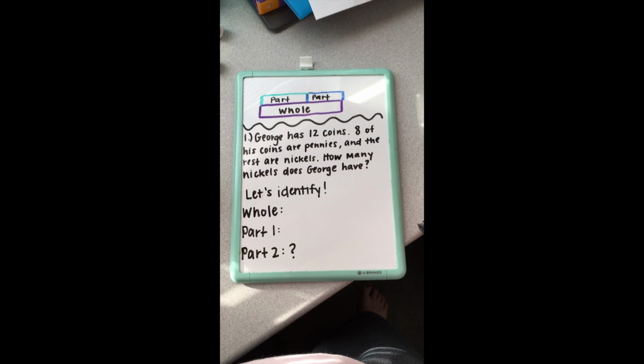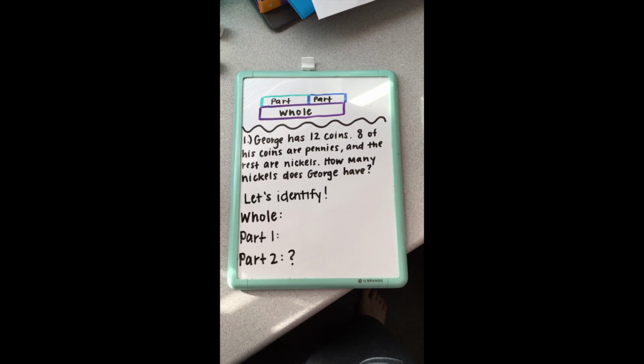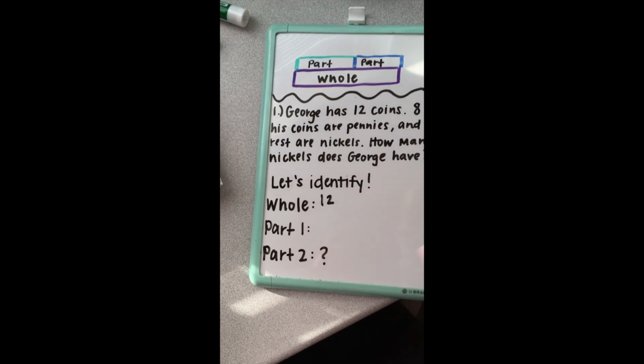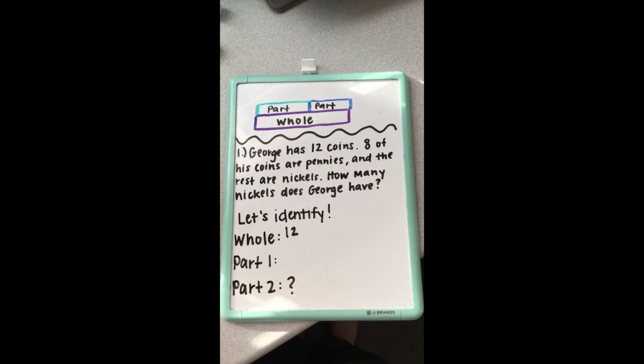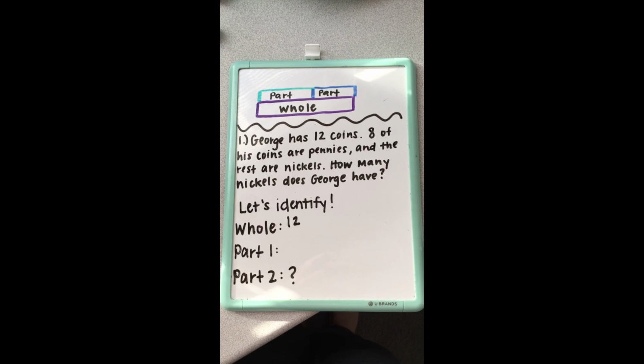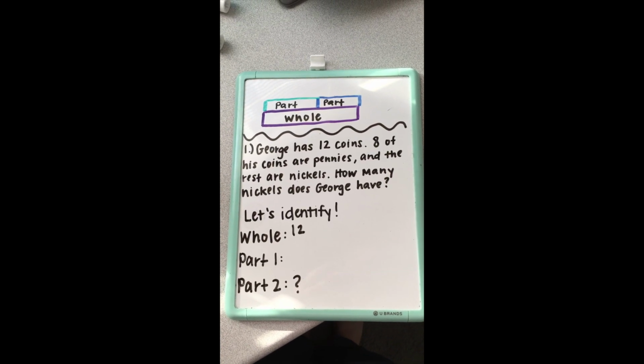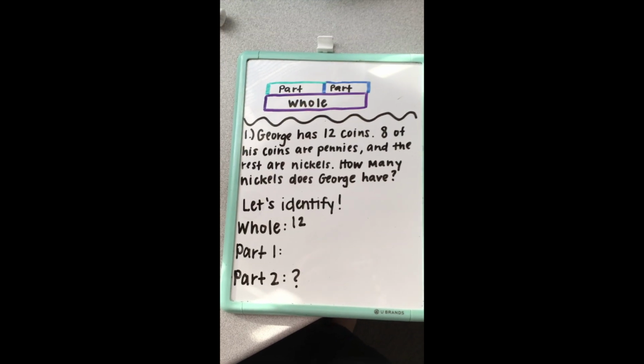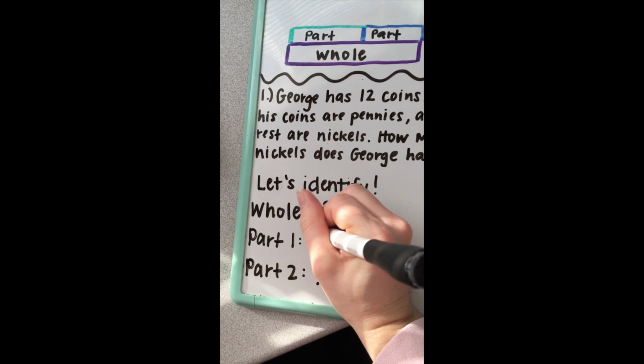According to the problem, George has 12 coins. We know that that is the whole. So you will have students write 12. When we read on, we find out that 8 of George's coins are pennies and the rest are nickels. So we know that the first part of it is 8 pennies.